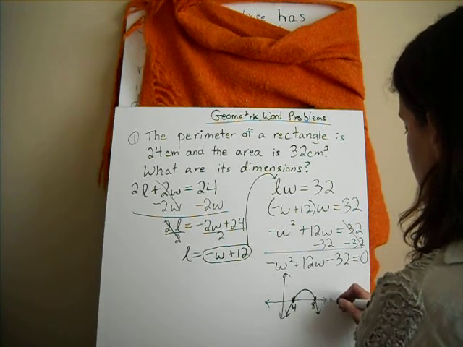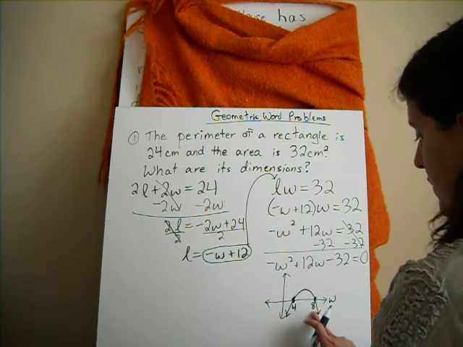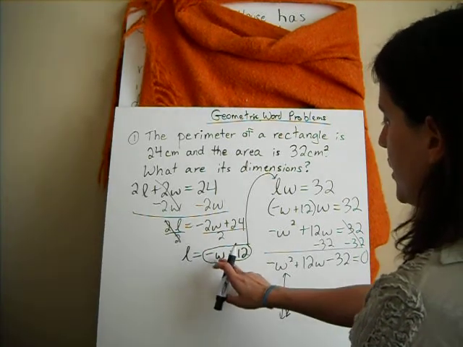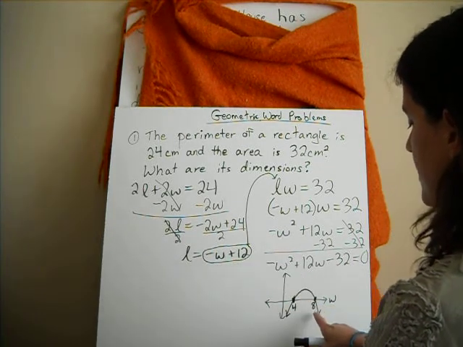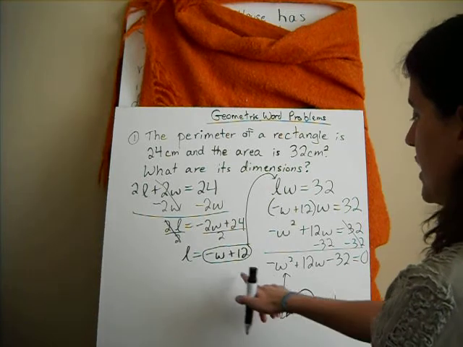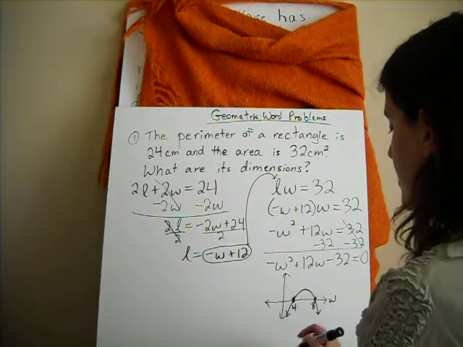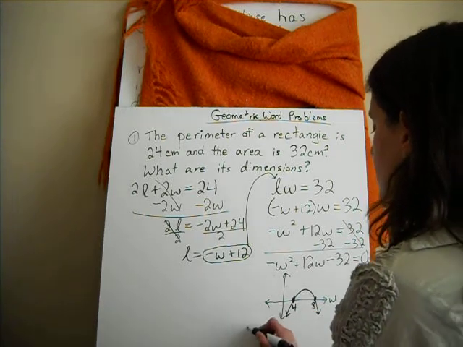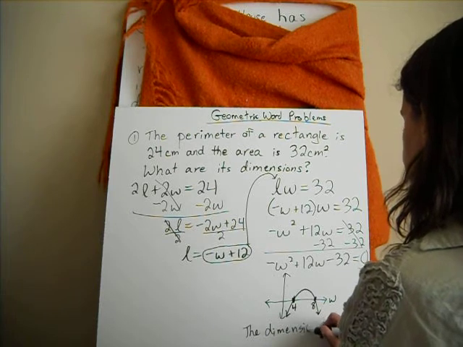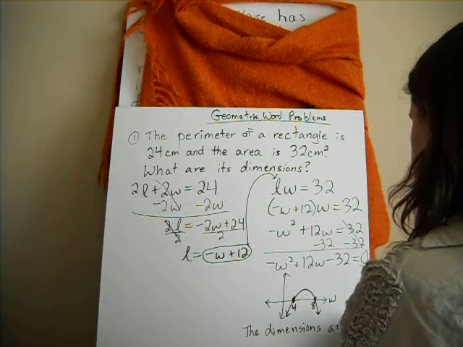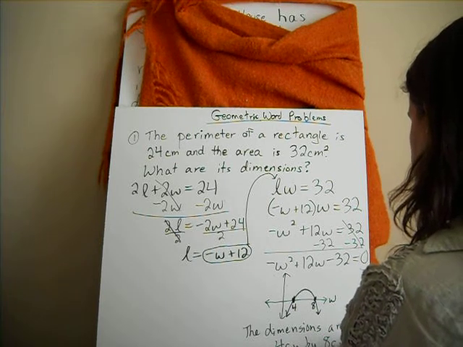Now technically this x is like a W. So the W could be 4 or it could be 8. Well, if W is 4 and you substitute that in here, negative 4 plus 12 is 8. If you choose 8 to be W, negative 8 plus 12 is 4. So either way, you're going to get the other number. So these literally are your two dimensions. So the dimensions are 4 centimeters by 8 centimeters.